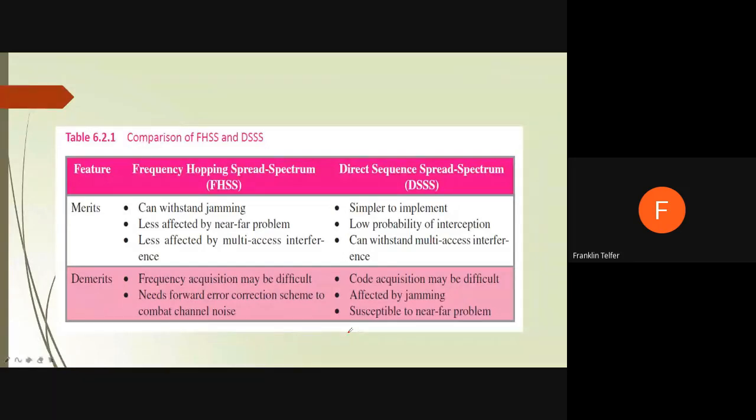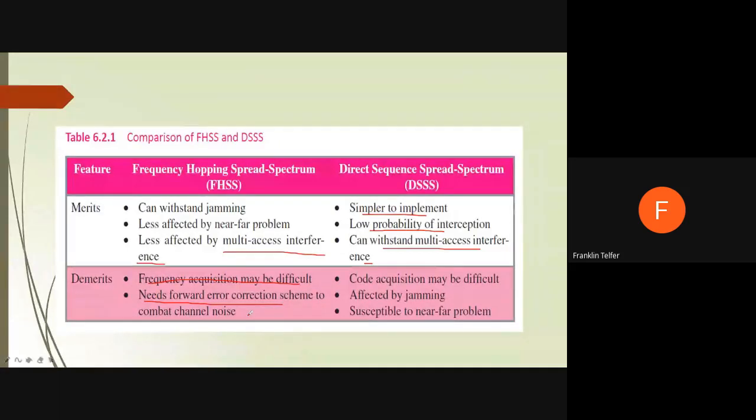It is also less affected by multiple access interference. Here, since the channel has been segregated into multiple frequencies, there is less access for interference. The merit of DSSS is that it is simpler to implement, with a low probability of interception. The demerits: frequency acquisition may be difficult, allocation of frequency may be difficult, and it needs a forward error correction scheme to combat noise.